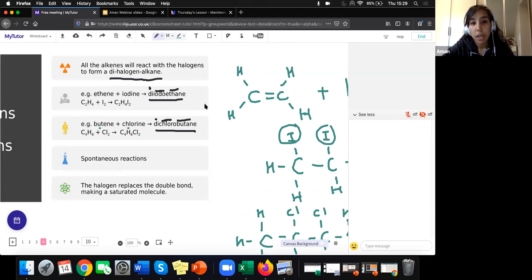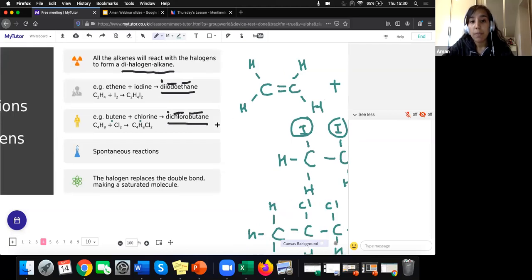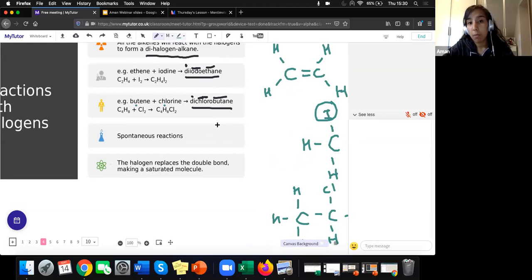Someone's asking, if you have ethene, for example, and have chlorine and iodine react with it, would chlorine react with ethene as it is more reactive than iodine? So that's a really good question. That kind of relates back to what we did a couple of weeks ago about the reactions of halogens and how the higher up halogens are more reactive than the lower down halogens. Yes, so it will react with the chlorine. You won't ever get asked that in a GCSE question, but a really good question, thinking outside the box there. So good job.